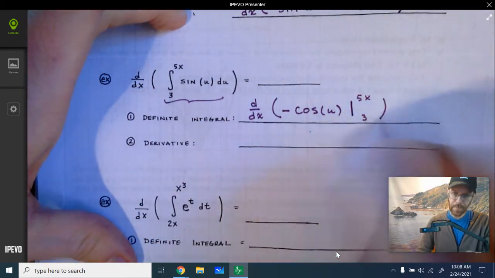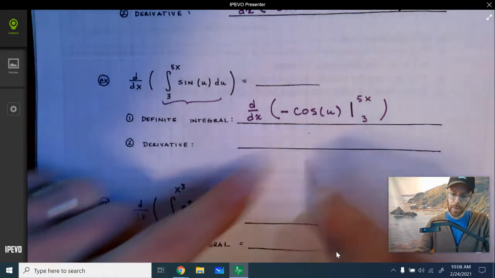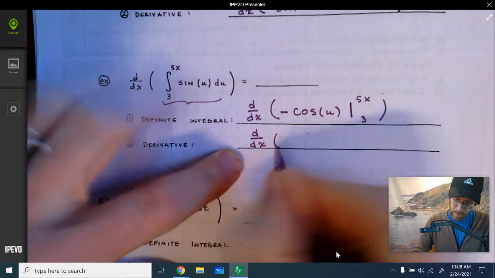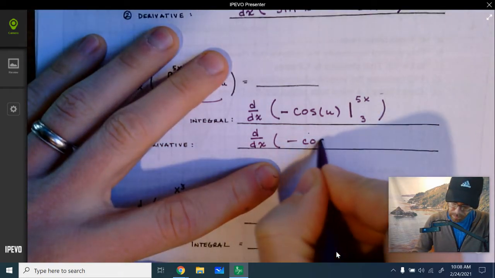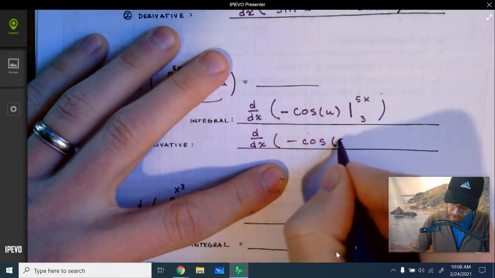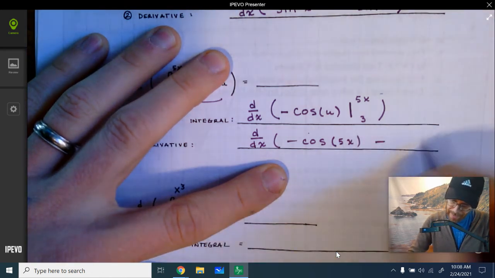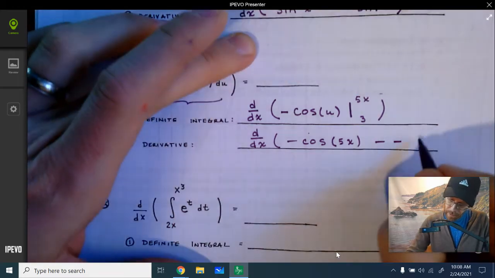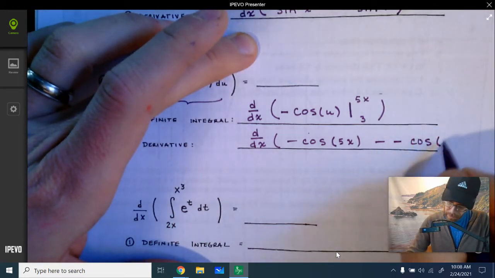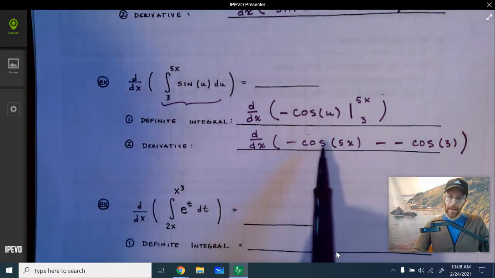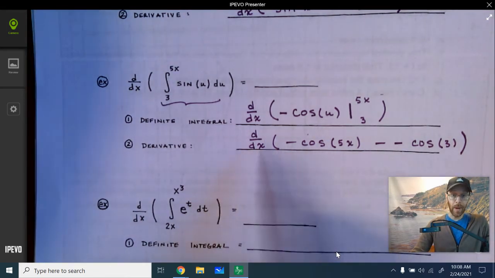5x to 3. Now let's plug in the 5x and the 3. Minus negative cosine of 3. All right, and our last step will be to take the derivative of what we have on the inside.